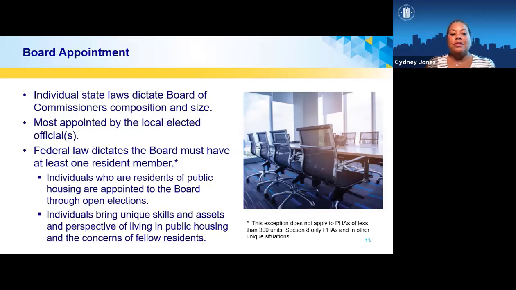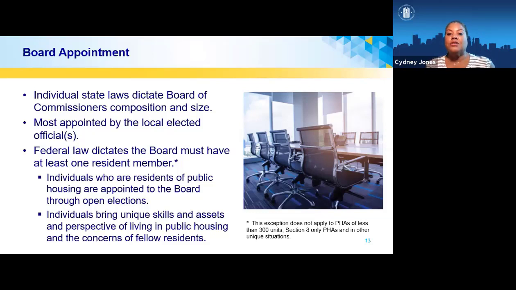South Carolina, on the other hand, also dictates that the board must have at least 5 members, no more than 7, and are appointed by the city council. So again, you need to know what your bylaws say and what your individual state laws dictate with regard to the Board of Commissioners' composition and size. Now, keep in mind, federal law or HUD dictates that the board must also have at least 1 resident member. So a resident commissioner is an individual who's a resident of public housing or Section 8 and is elected to the board through an open election.